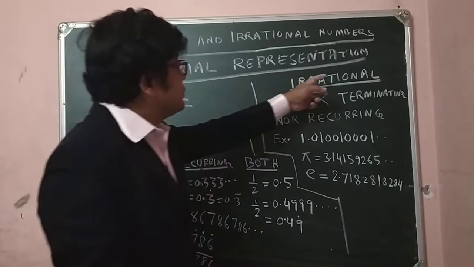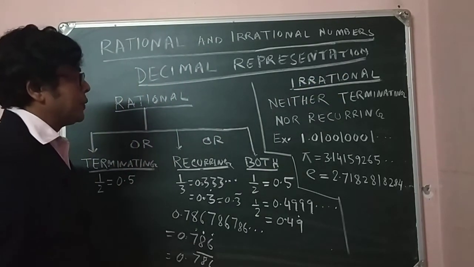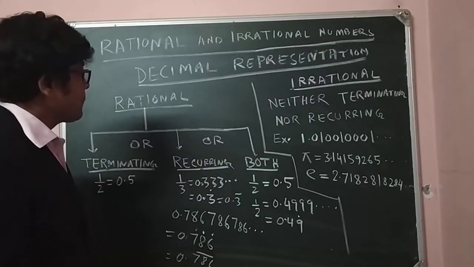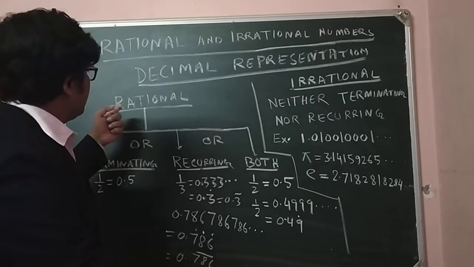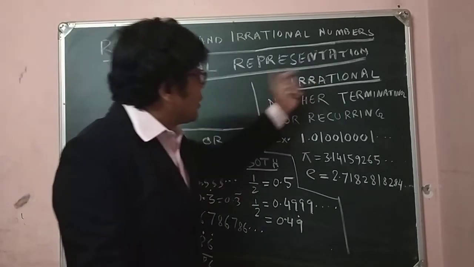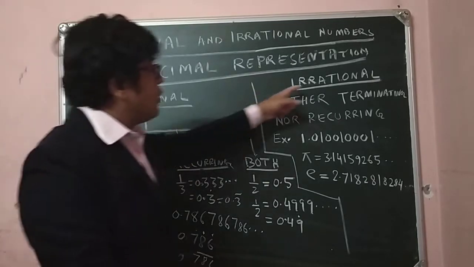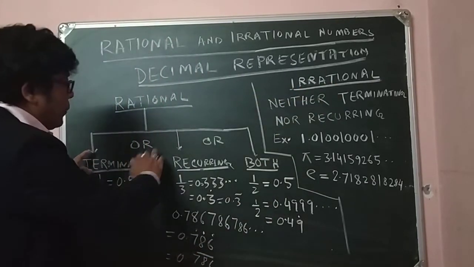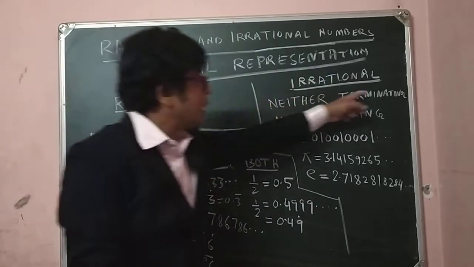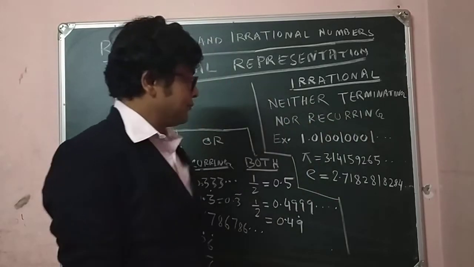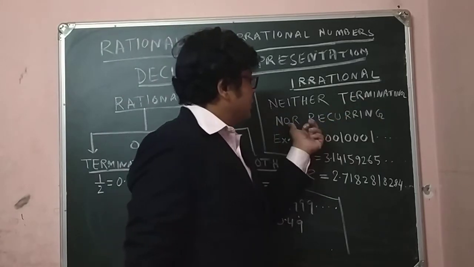How do we represent an irrational number in the decimal system? As per the definition of an irrational number, we studied that it is a number that is not rational. This means that the decimal representation of an irrational number is the complement of this part. What is the complement of this part? That is neither terminating nor recurring. What does that actually mean?